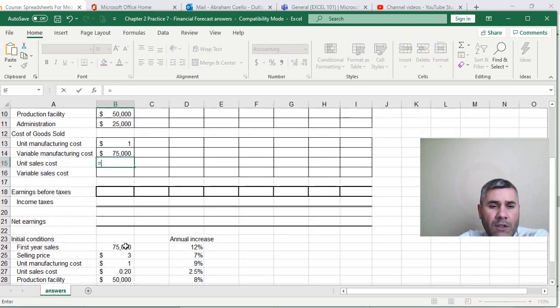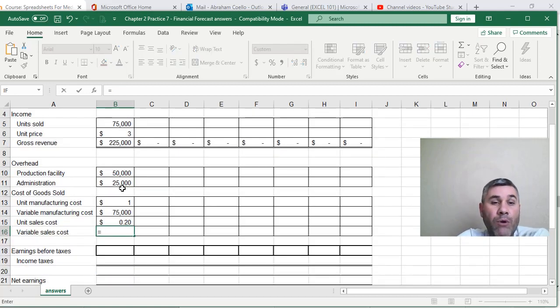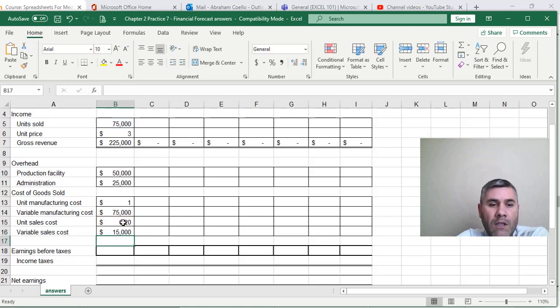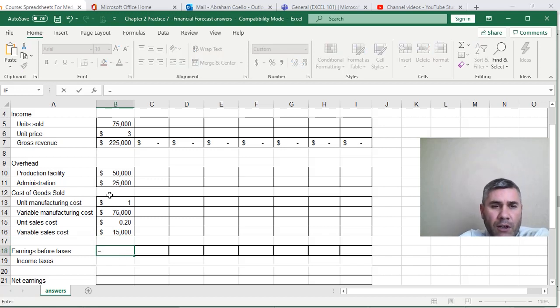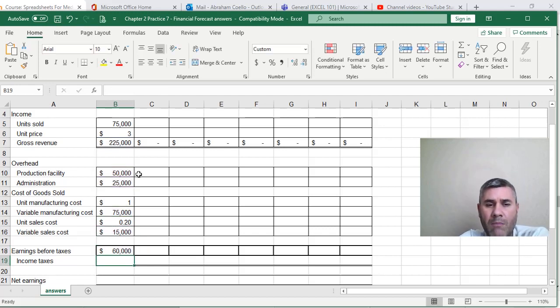The unit sales cost, remember it was 20 cents, so just equal to that. Variable, so again, we produce 75,000 units of hamburgers, burritos, at 20 cents each. So we have $15,000 worth of costs. Earning before taxes. So here we made 225 grand, but we have to pay the facility, we have to pay the administration. I'm just subtracting. We have to pay the $75,000 to produce that item and the $15,000 to package it. The dollar and the 20 cents and all of that, you don't have to take care of it. It's already been multiplied. So before taxes, we made 60,000.